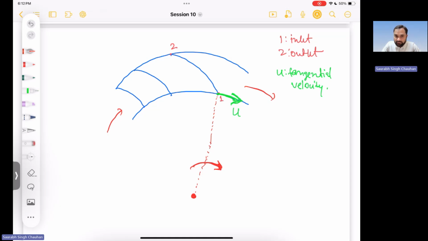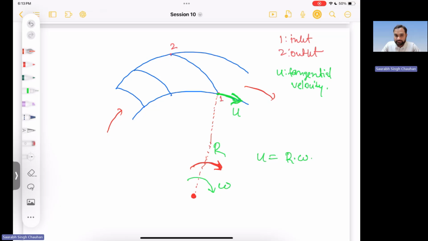Even if there is no fluid, and if this rotor is rotating, even then this u component will be there. And how much will this u component be? Let us say the angular velocity is omega and this radius is r. Then u will be equal to r times omega. So this is the velocity of the rotor blade. It has nothing to do with the fluid velocity.